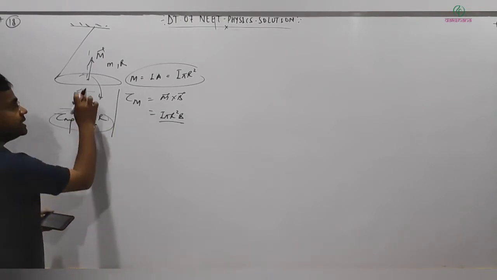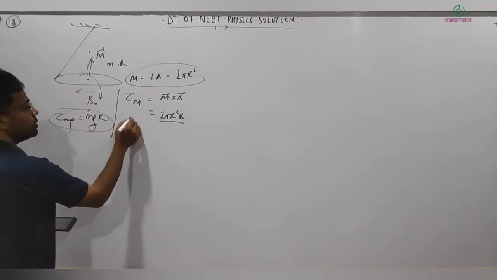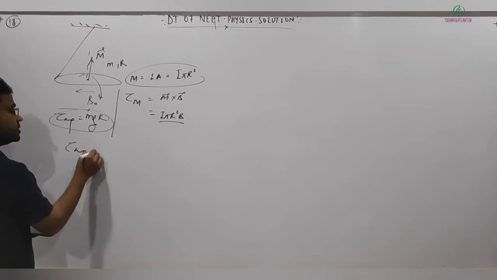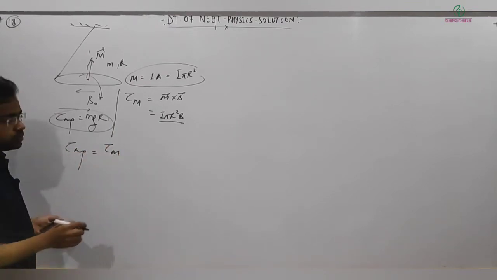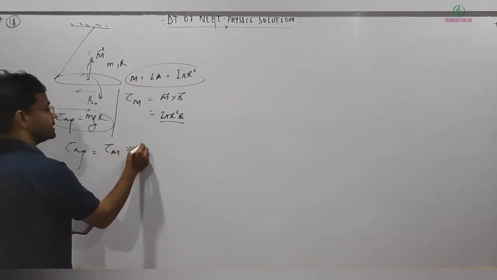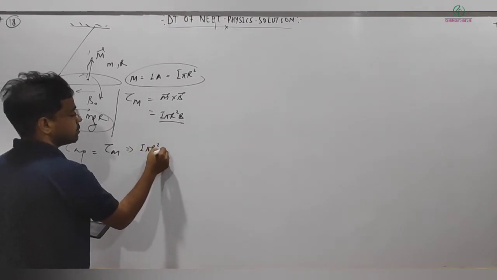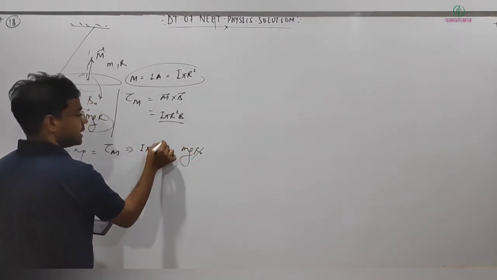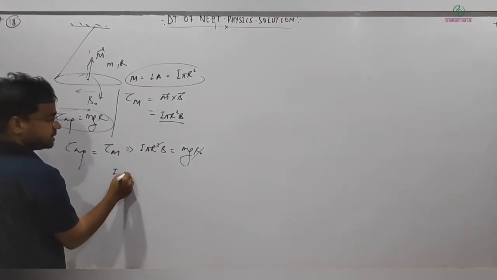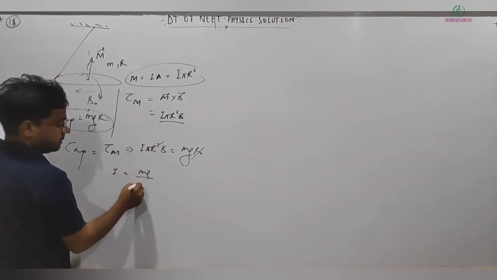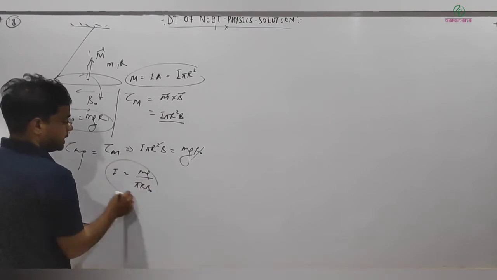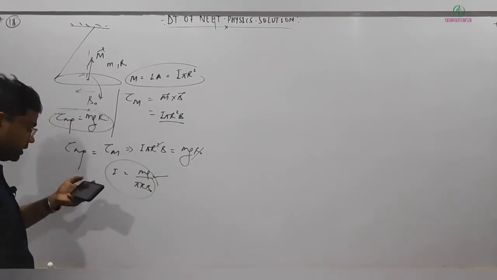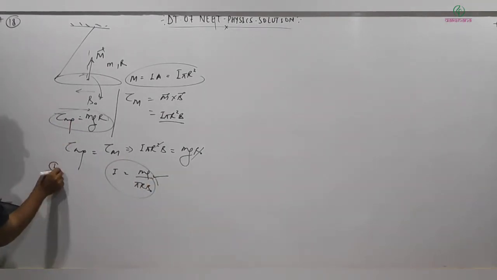So to keep this ring horizontal, these two torques must be the same, so tau mg must be equal to tau m due to the magnetic moment. This implies I pi r square B must be equal to mg r. This r gets cancelled, and I comes out to be mg divided by pi r B naught, and this is the answer to question number 18, which matches with option number 1.